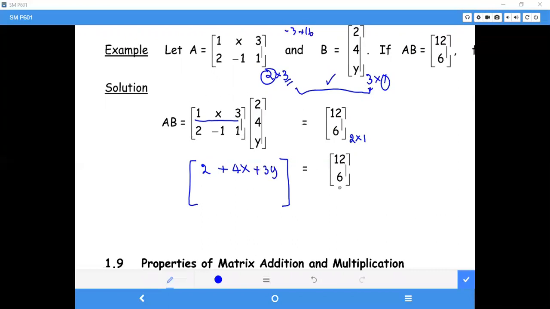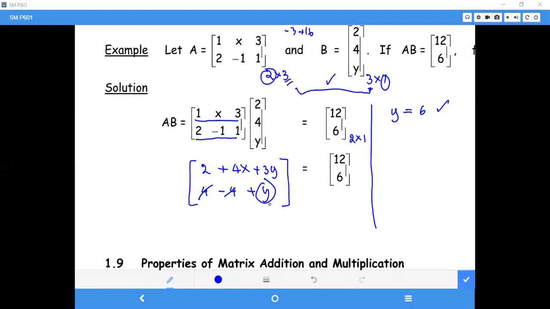And then the number 6, you get it from the second row multiplying with the first column. 2 times 2 is 4. Negative 1 times 4 is negative 4. 1 times y is y. And that will be equal to 6. The first one is 12, and the second one is 6. Let's simplify it a bit. You don't have anything left except this y, and y is equal to 6. You get your first answer now. Happy. All right, next one.